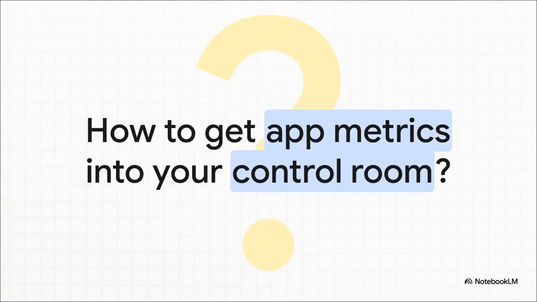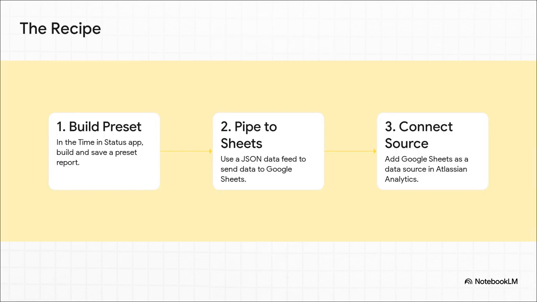And yeah, that's the big question, isn't it? How do you actually get those crucial metrics, like detailed time and status reports from your favorite apps and into that main control room? Let's walk through a real practical example using the Time in Status app. It's actually way simpler than you might think. We'll call this the recipe.